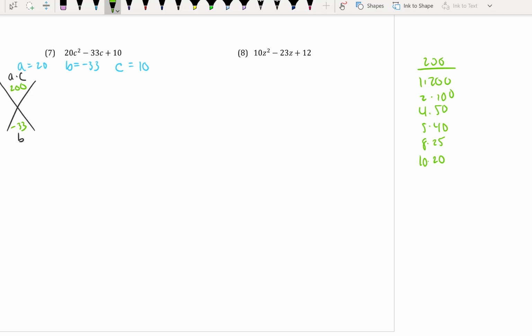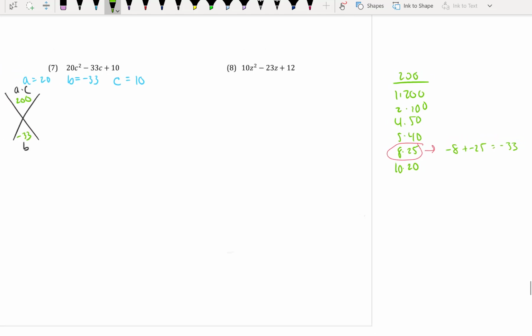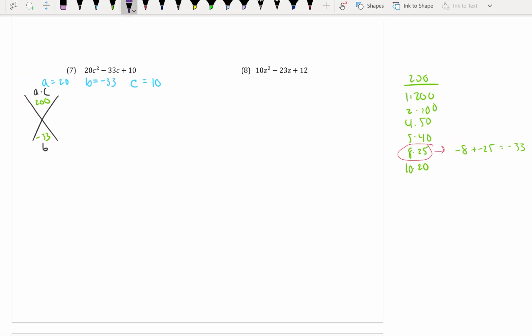So which combination is going to give me a 33? So let's see. What about 25 plus 8? Perfect. This is going to be the combination that's going to give me a negative 33. If I have a negative 8 plus a negative 25, that's going to give me a negative 33. And that's exactly what I want. So I'm going to rewrite this as a negative 8 and a negative 25. And so these two are going to represent that middle term there.